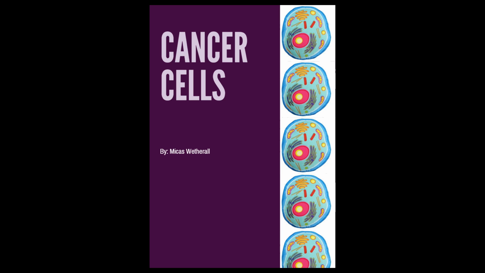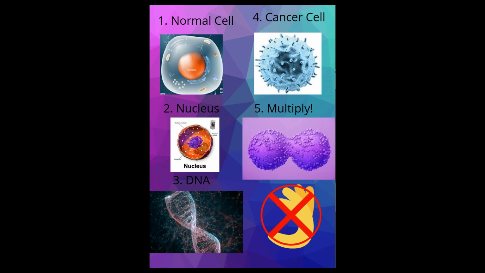As you can see here, we have a normal cell. In order to talk about cancer cells, we need to talk about how they're made. First, in step 1, we have a normal cell, and inside the normal cell there is a nucleus. Inside the nucleus, as we know, there is DNA. For a cancer cell to be created, the DNA has to have an abnormality. If this DNA has this abnormality, then it will form a cancer cell. And a cancer cell, all it wants to do is, number 5, multiply. And as you can see here, this is not okay.